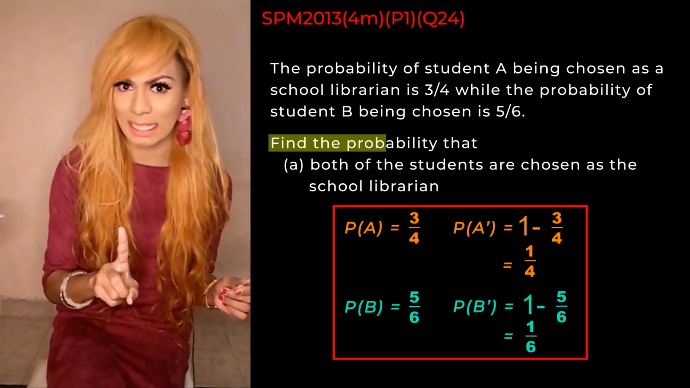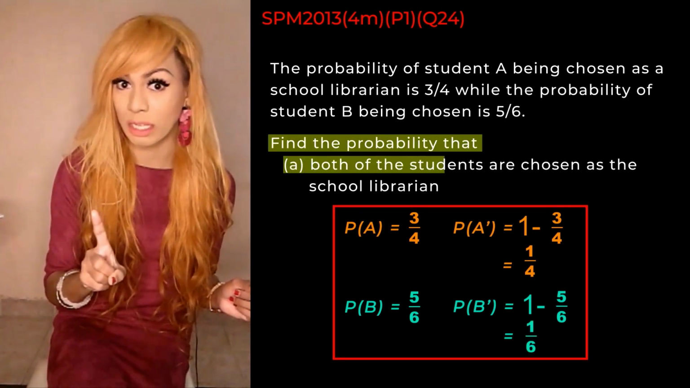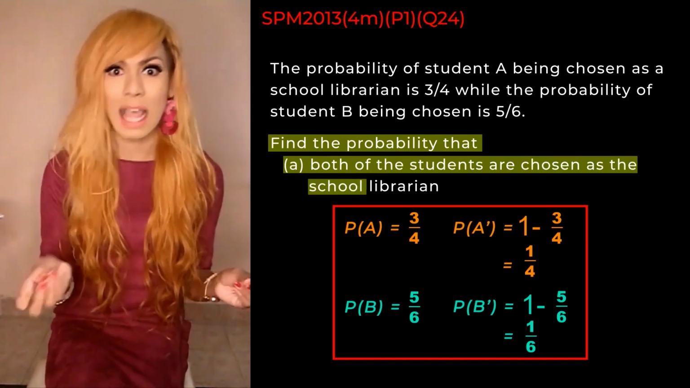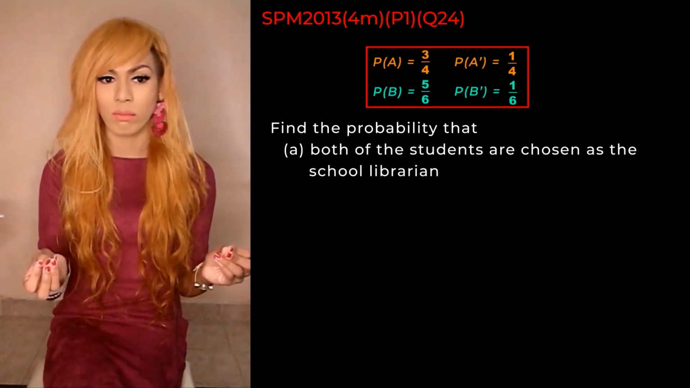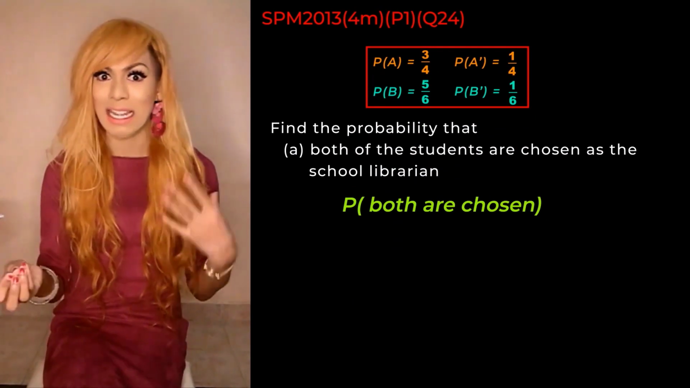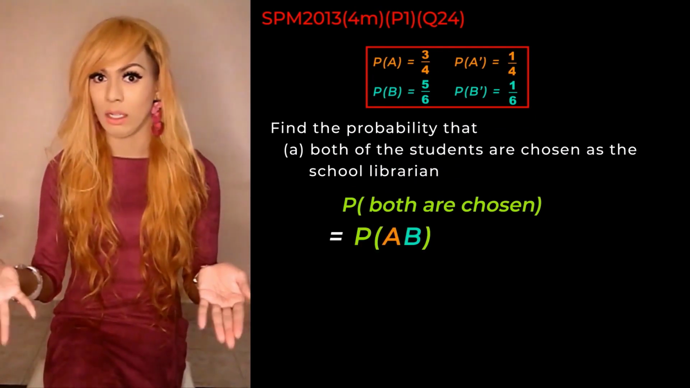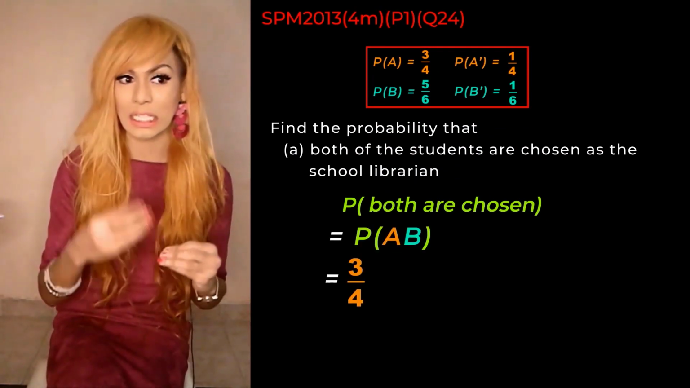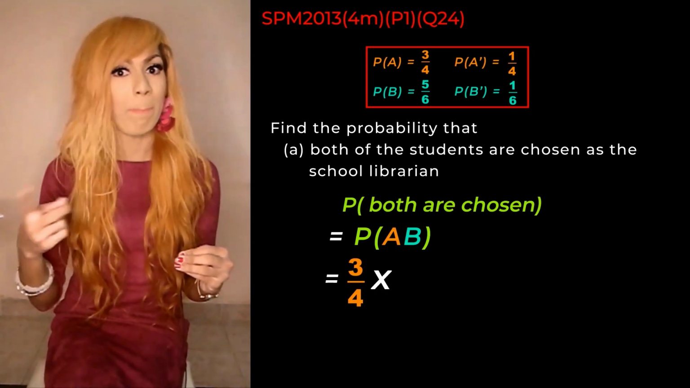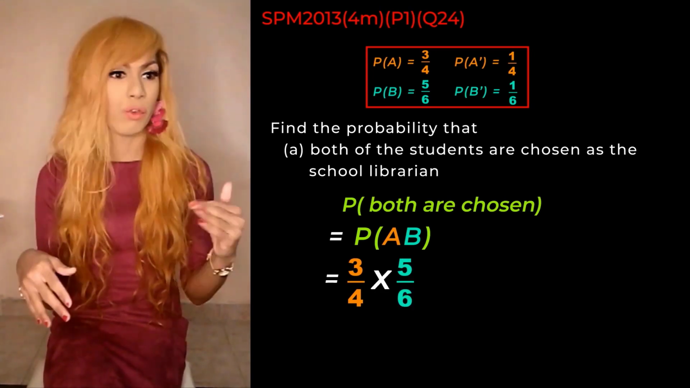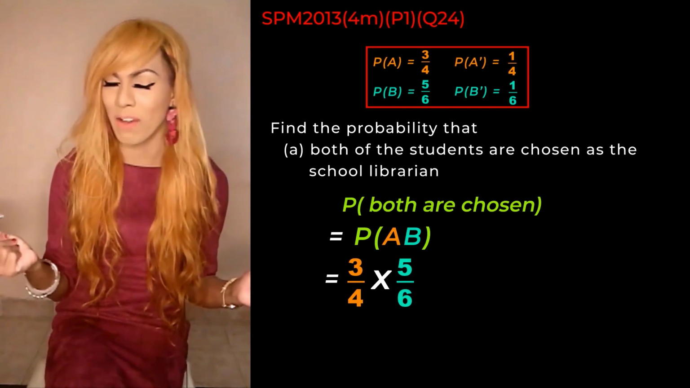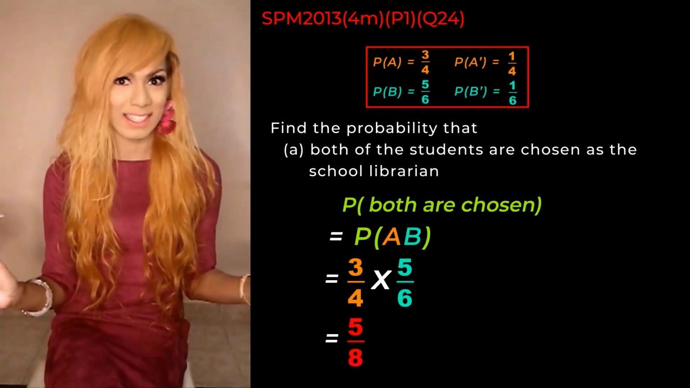Find the probability that both of the students are chosen as a librarian. So both is a yes, which means P(AB). So for A to be chosen is 3 over 4 times B to be chosen, 5 over 6. So 3 over 4 times 5 over 6, and we will have 5 over 8.